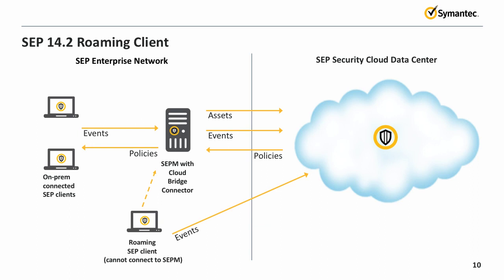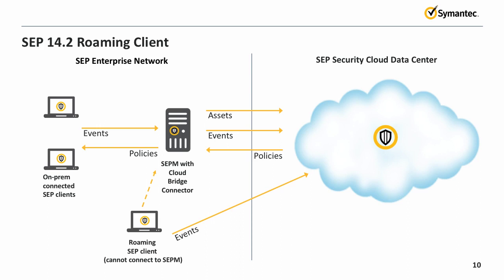With the release of SEP version 14.1, the SEPM with a Cloud Bridge Connector is required for client events to reach the cloud. The bridge handles cloud authentication and communication. The client is unaware of cloud connection and uploads events to SEPM. The bridge then uploads events to the cloud. If the client cannot connect to the SEPM, client events will not be visible in the Cloud Console.